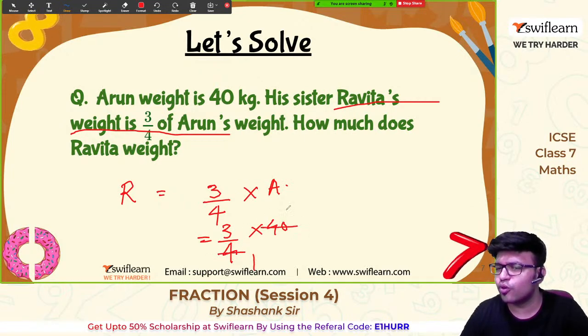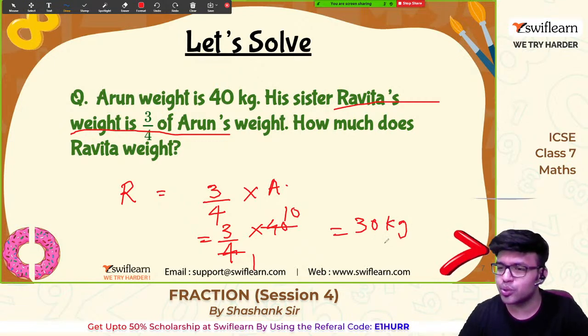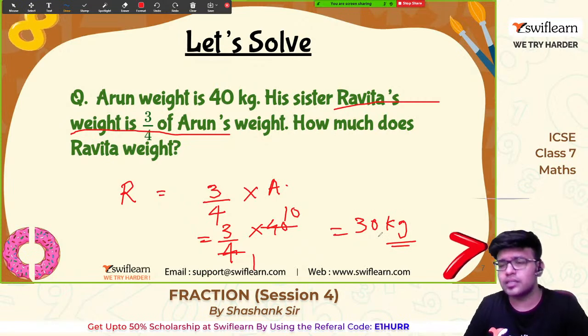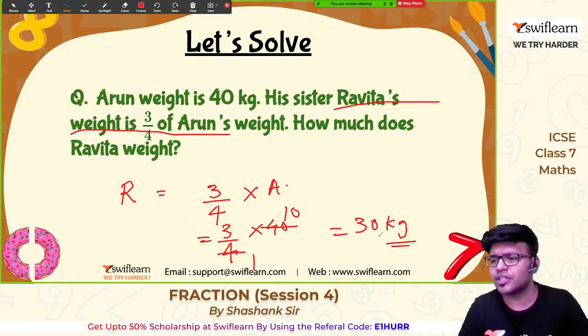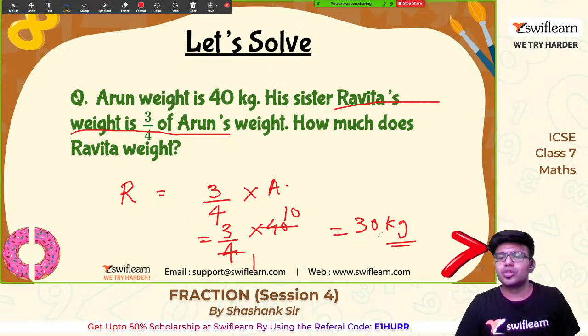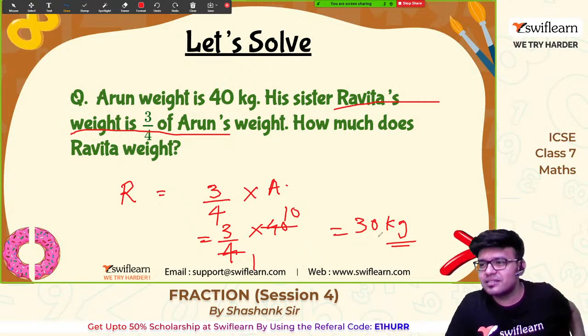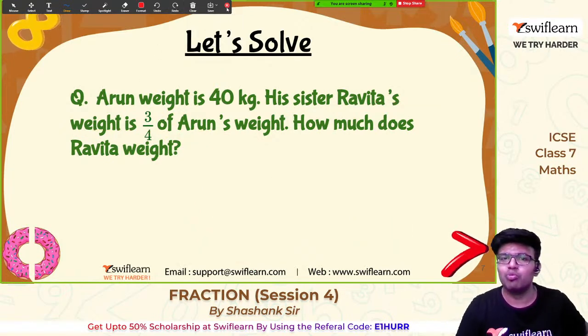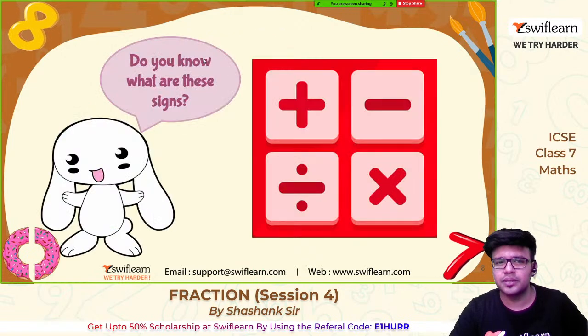4 ones are 4, 4 tens are 40. Okay, so 10 into 3 is 30. So 30 kilograms. I've seen students, you don't write this unit. It is compulsory. It is important. Write this unit, otherwise you have a chance of losing a mark. So 30 kgs is the answer. Okay, moving on to the next question.